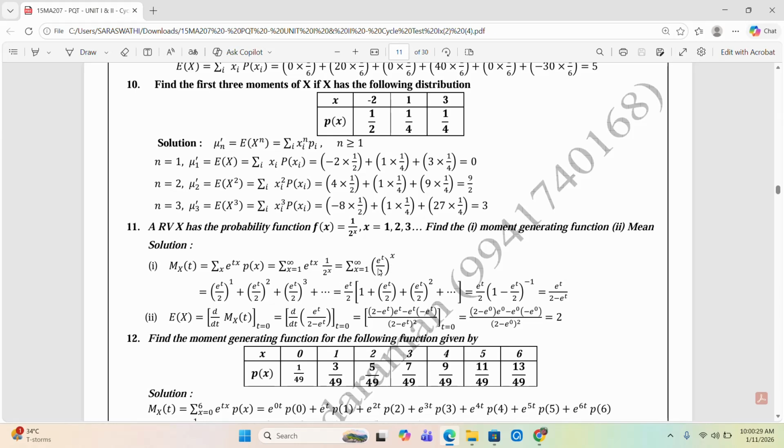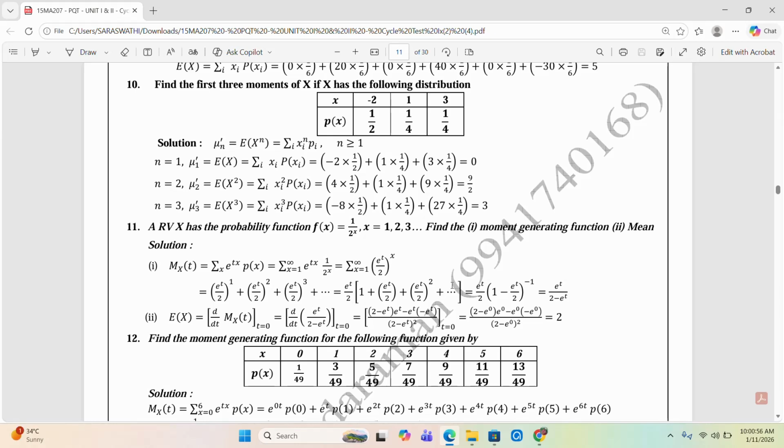Now we have the expansion of this. For x is equal to 1, e power t by 2 whole power 1, plus, because of the summation, x is equal to 2, e power t by 2 whole square, plus x is equal to 3, e power t by 2 whole cube, plus etc. So in this series, take e power t by 2 common. So e power t by 2 into 1 plus e power t by 2 plus e power t by 2 whole square plus etc.